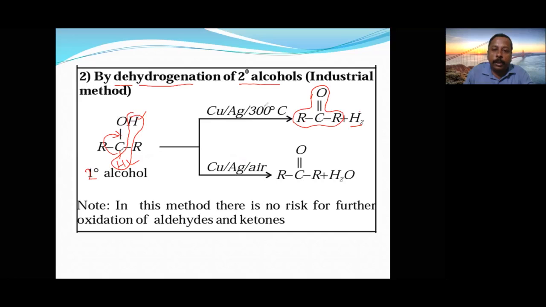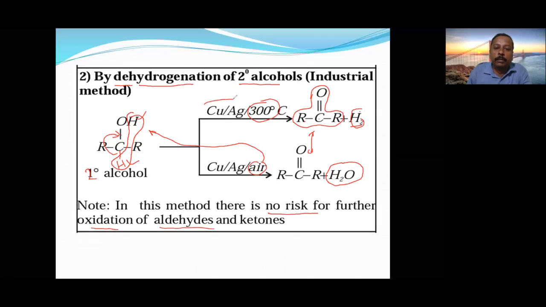If you do it at 300 degrees Celsius, then H2 is formed. But if you use air, the oxygen in the air will react with this hydrogen, and water will be formed. Our required product is the same in both cases. What is the required product? Ketone only. In this method, there is no risk of further oxidation of aldehyde and ketone.